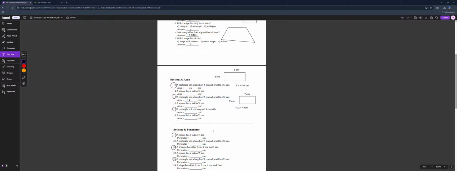Then 17, we have a rectangle that is 8 centimeters long and 3 centimeters wide. So this would just look like the long side 8 cm and the short side 3 cm. And we do length times width, 8 times 3 here, and we would get an area of 24 cm.